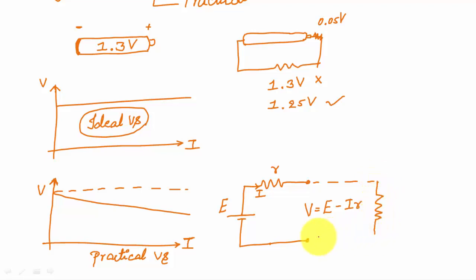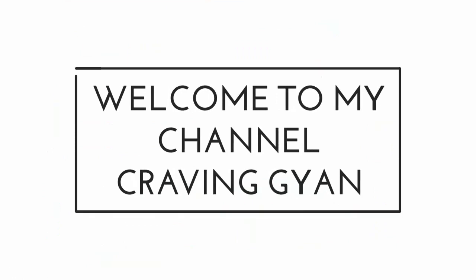See, here we try to connect a load resistor. As current increases, what is going to happen? The IR drop also increases. When the IR drop increases, V, nothing but the terminal voltage, decreases. Right? Able to follow? Hello? All of you, please respond. Yes, sir.